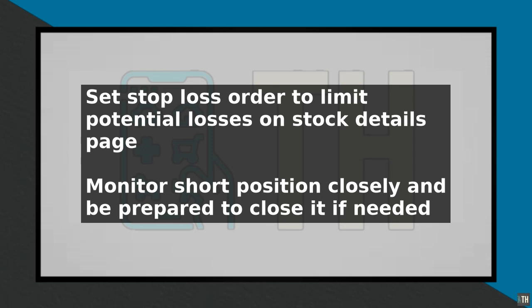In conclusion, shorting stocks on the Webull desktop app involves finding the stock you want to short, opening the order ticket, selecting the sell option, choosing the type of order, and executing the trade. It is crucial to set a stop-loss order and monitor your position closely to limit your potential losses.